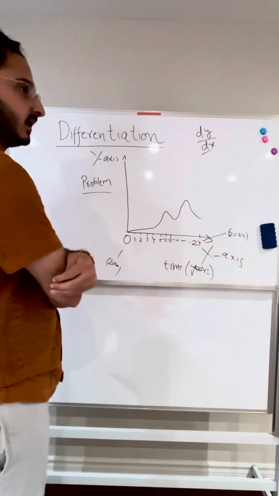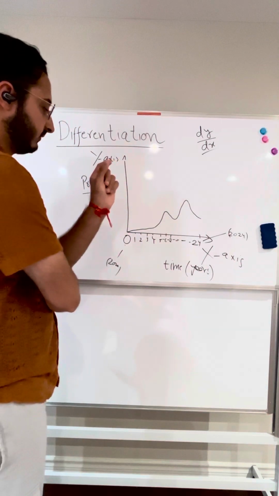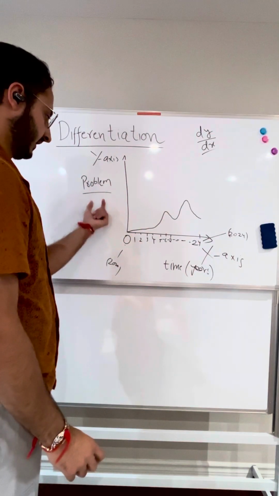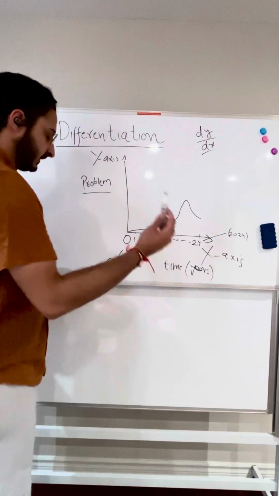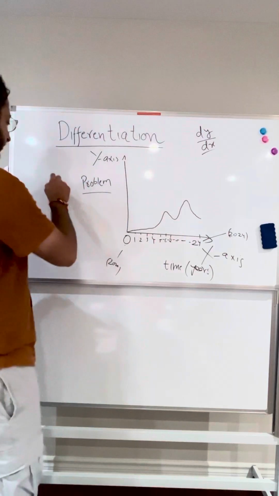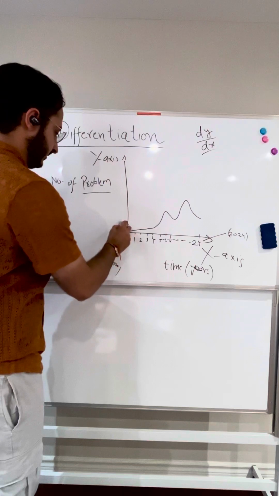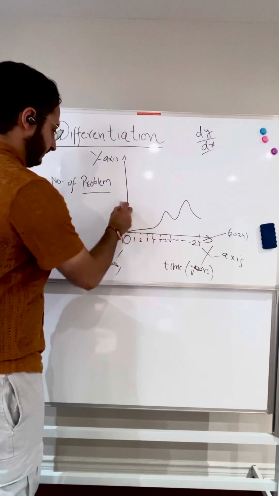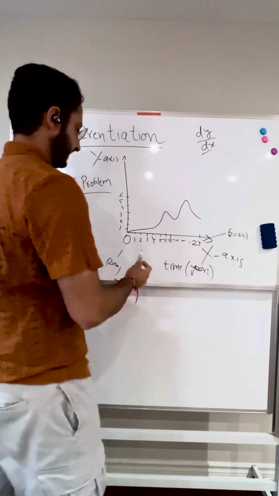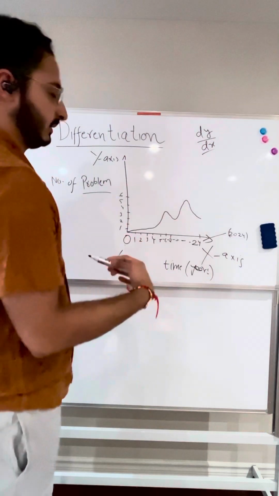Differentiation is that we are trying to find an instantaneous point and trying to find the number of problems that we had at that particular point. So let's say I point out how many problems I had. Let's say these are the number of problems that I faced in my life: 1, 2, 3, 4, 5, 6, and so on, right?